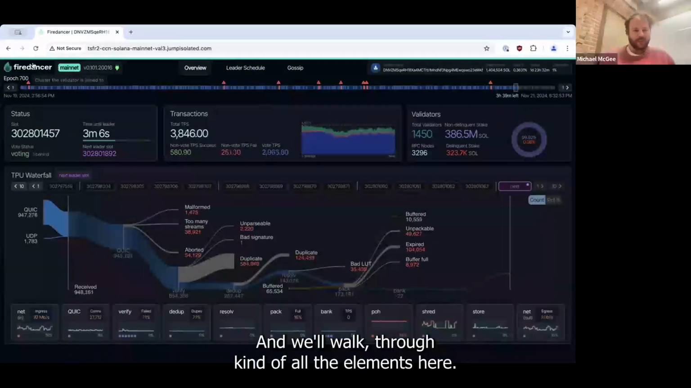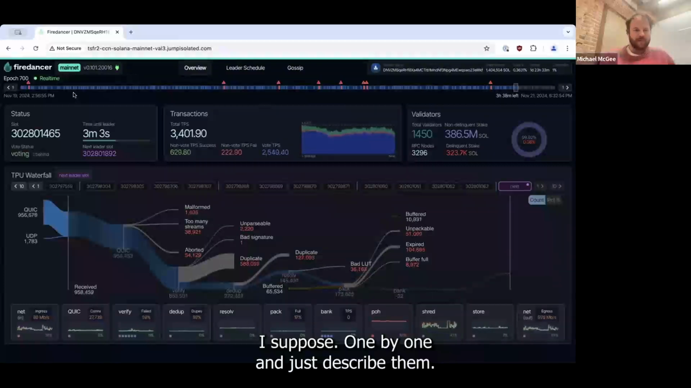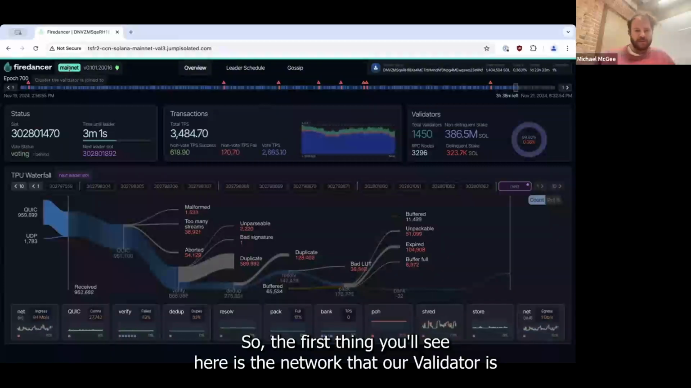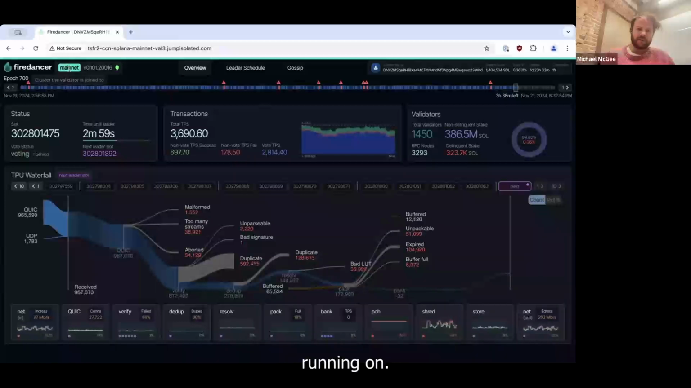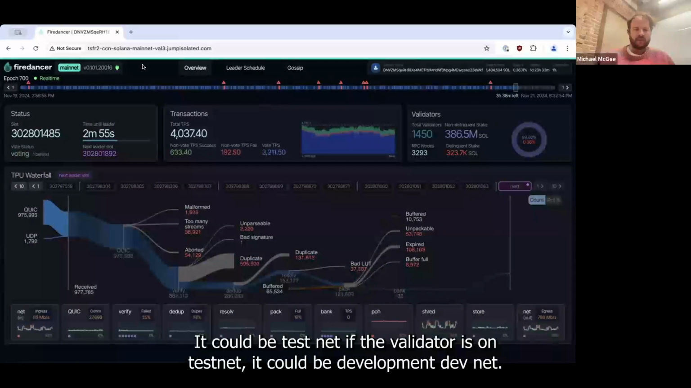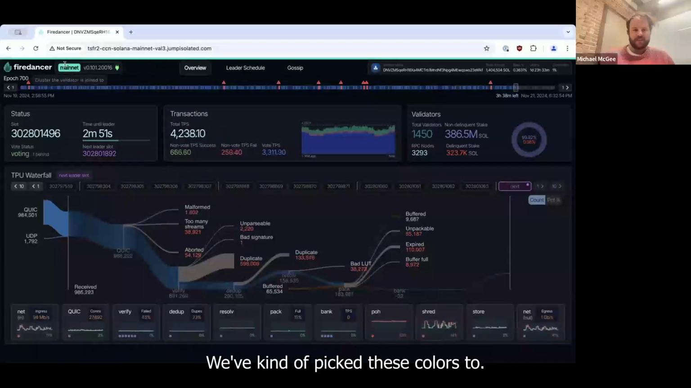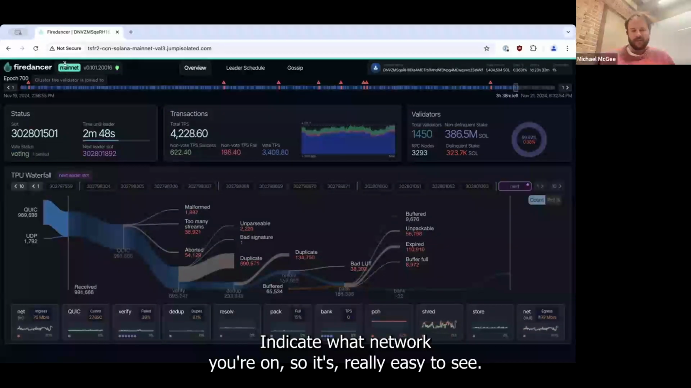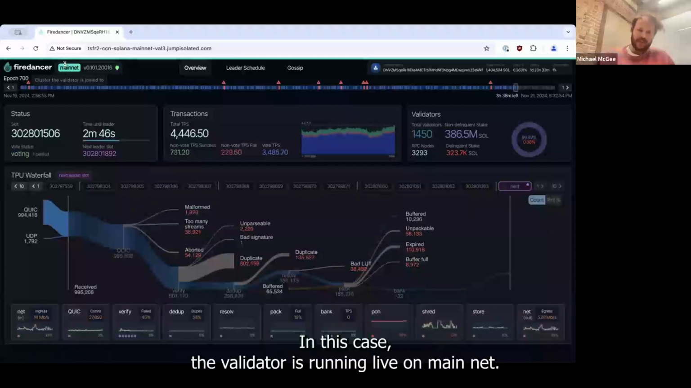Yeah, and we'll walk through all of the elements here, I suppose, one by one and just describe them. So the first thing you'll see here is the network that the validator is running on. This could be mainnet, it could be testnet if the validator is on testnet, it could be development, devnet. We've picked these colors to indicate what network you're on, so it's really easy to see. In this case, this validator is running live on mainnet.